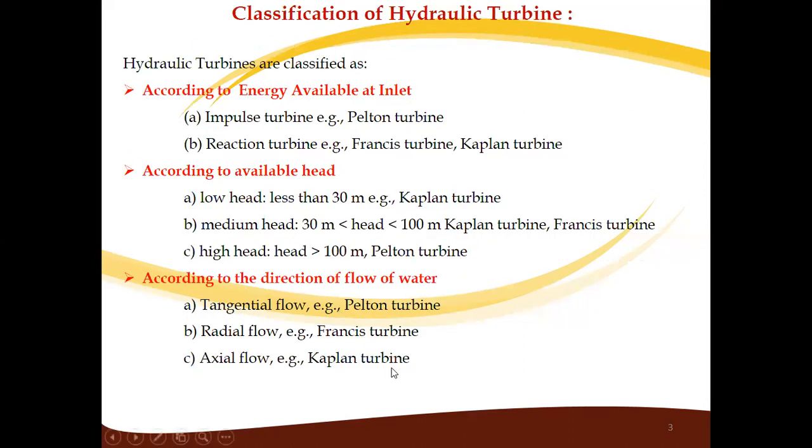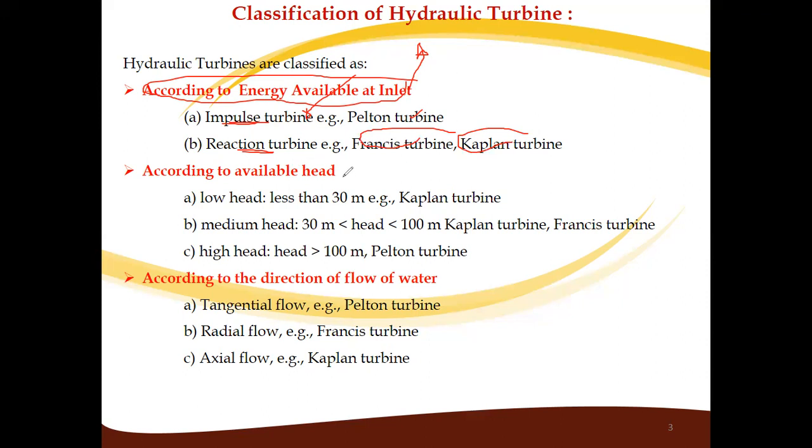Now there are different types or classification of hydraulic turbine. So first is classification according to the energy available at inlet. Which type of energy is available at inlet? Based on that, they are classified into two types. One is impulse turbine and another one is reaction turbine. So if the impulse energy is available, then it is called as impulse turbine, and if reaction force is available at inlet, then it is called as a reaction turbine. So example of impulse turbine is Pelton wheel, and example of reaction turbine is Francis turbine and Kaplan turbine.